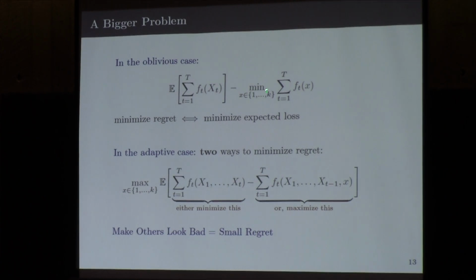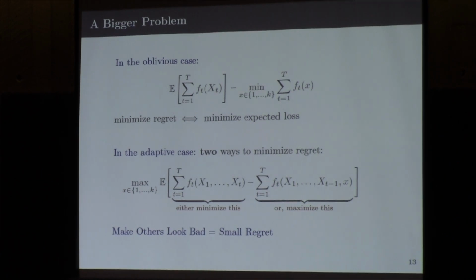So in the oblivious case, when these losses do not depend on the player's actions, minimizing regret is equivalent to minimizing expected loss. And this is what we would have wanted to do, but there's no baseline, so we use this as a baseline to see how well we did, right? But regardless, minimizing regret amounts to minimizing expected loss, right? Whereas if you look at the adaptive case, there are really two ways to minimize regret. Right? So I can either minimize my expected loss, which is what I wanted to do, or I could play a strategy which makes everyone look bad, right? So basically I could either minimize this or maximize this, right?